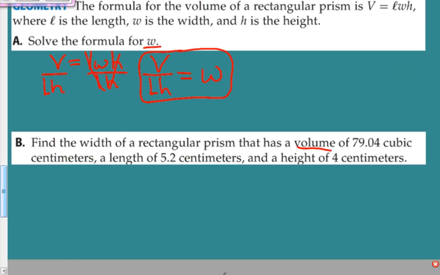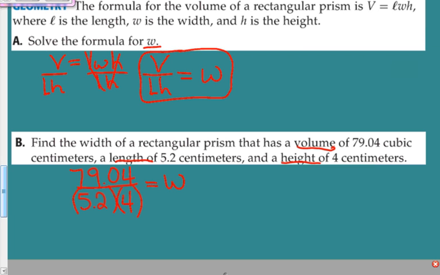We know the volume is 79.04. We're going to write that where the V would go. Underneath, we need length and height. The length is right here, 5.2. And the height is 4. And these are multiplied, so I'm going to put them in parentheses to show multiplication. And all this is going to give me the width when I work this out.